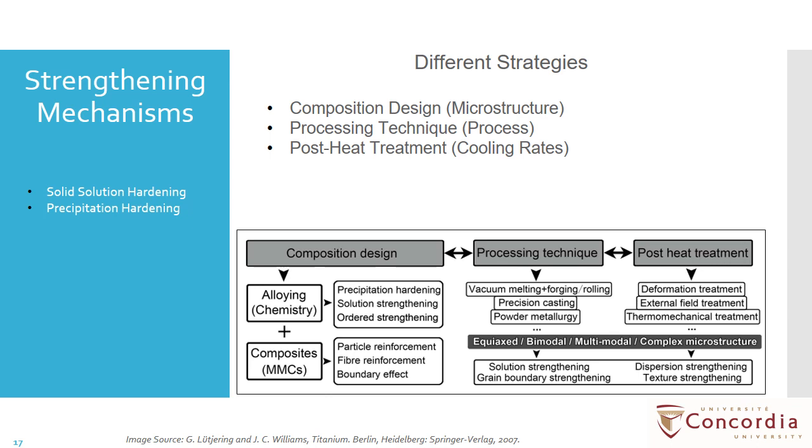Strengthening mechanisms. The strategy for strengthening metals involves three approaches. Firstly, composition design, which considers the chemistry of a metal or an alloy to achieve the desired microstructure. Second, the processing methods, which include casting techniques, which play a major role in strengthening. And finally, post-heat treatment processes such as aging and precipitation hardening, which are used to achieve the desired strength.